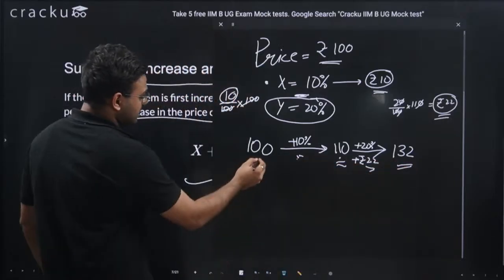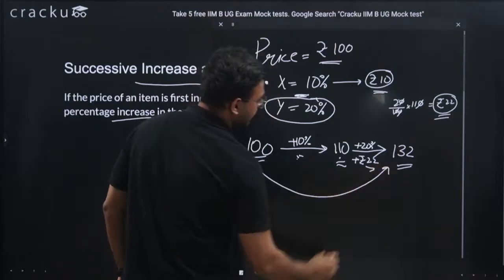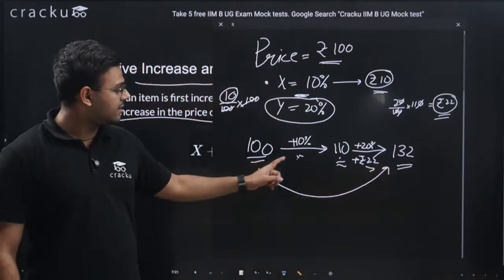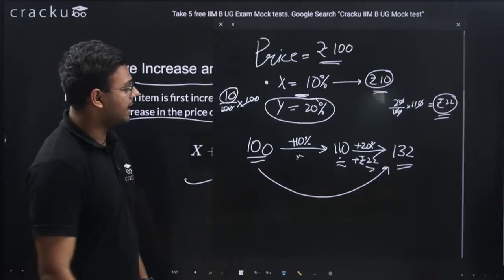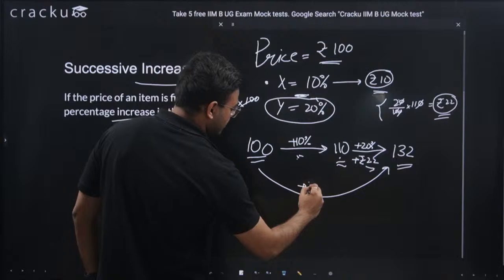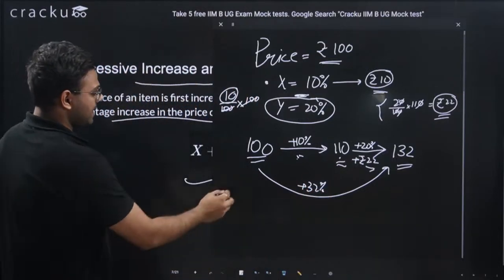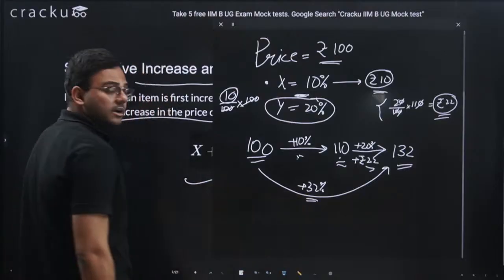So from this 100, what is the percentage increase in the final price? Again, you can apply the percentages concept and you will find that there is a percentage increase of 32%. With this, we have found out that the overall percentage increase is 32%.